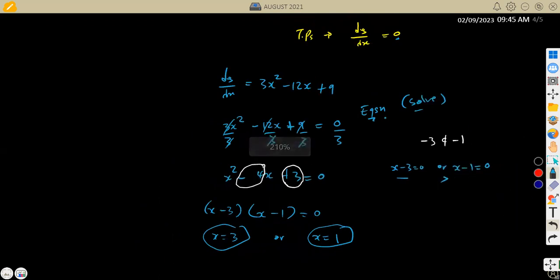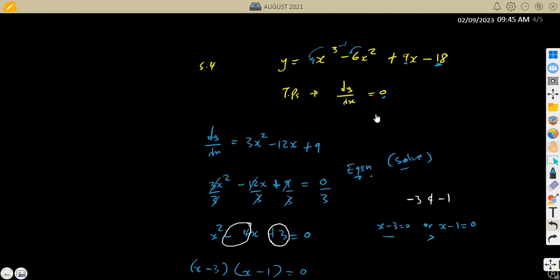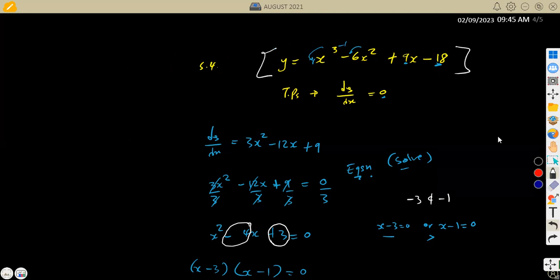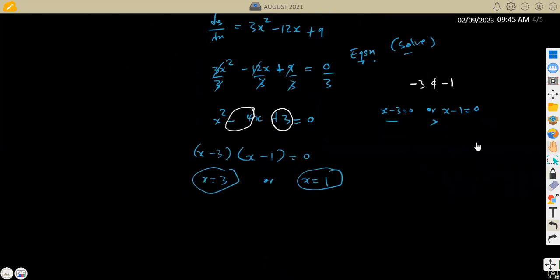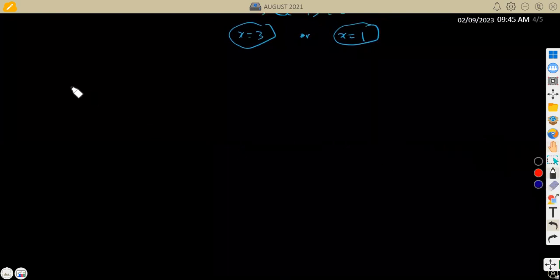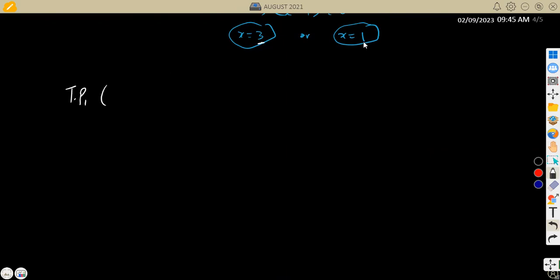So how are we going to find the exact turning points? We are now getting back to the normal equation, the original equation where we are given y. So we are going to obtain our turning points now. We are going to have the first turning point where x is equal to 3 or where x is equal to 1.